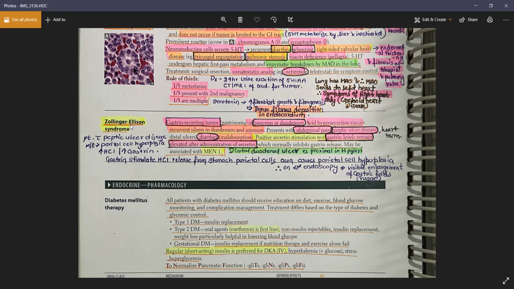So can anyone tell me why that is the case? Why, after giving the secretin, am I having a high level of gastrin? Because alkaline pH stimulates gastrin secretion. No, any other cause? I mean, this could be, but not the major one.